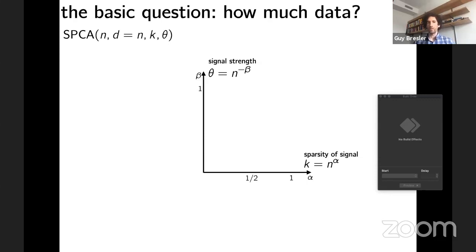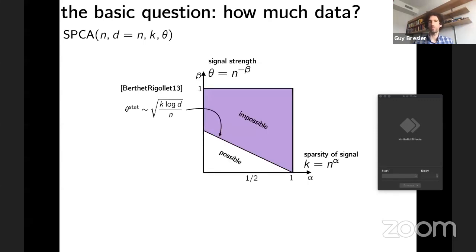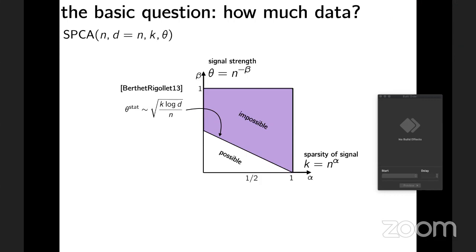So this problem has been widely studied over the last couple of decades, and the question of how much data do I need was, for all intents and purposes, solved by Berthet and Rigollet in 2013, where they found the following phase transition between possible and impossible. And it occurs at a signal to noise ratio or signal strength parameter theta that looks as what's given here, root of k log d over n.